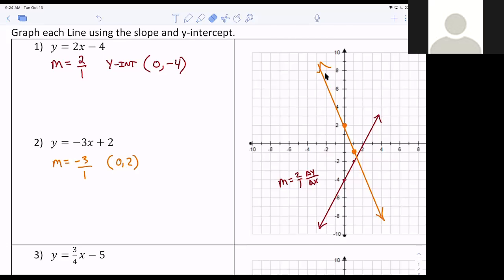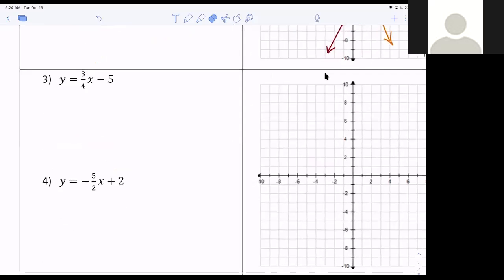All right, here we go. Question number 3 and question number 4. Of course, everyone's going to tell me that m is equal to 3 over 4. And what is the y-intercept? 0, -5. All right, so that means everyone, please plot the point 0, -5.